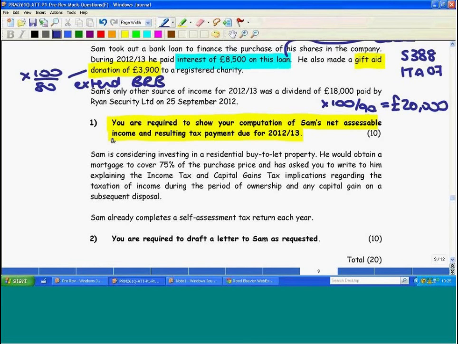Now, I'm not proposing to go through that one. In terms of questions like that, just remember to consider all different aspects. If you feel it's relevant, jot it down. It could be worth some marks.